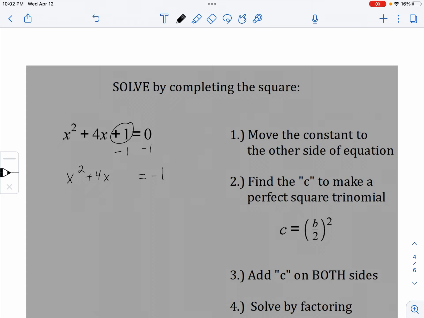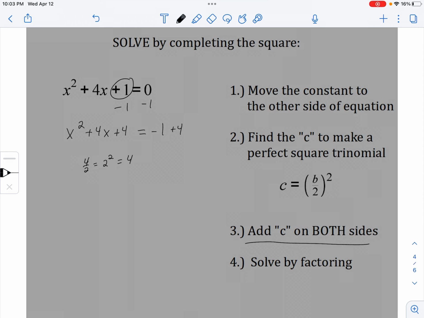Now it says find the c to make a perfect square trinomial. Well, that's half of our b. So 4 divided by 2 equals 2. That squared equals 4. So we're going to add 4. And what we do to one side, you have to do to the other. So that's where this add c to both sides is.